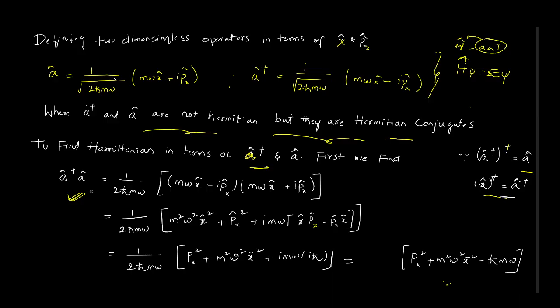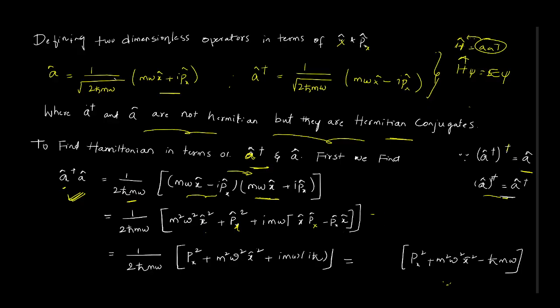To find a dagger a, we multiply these two terms. We get 1 by 2 h cross m omega into m omega x cap minus i px cap, because a dagger is the first term, so that's why we got minus i px cap here, and a is the second term, so we get m omega x cap plus i px cap from there. If you multiply these bracket terms, you will get 1 by 2 h cross m omega into m square omega square x square plus px cap square plus i m omega (x cap px minus px x cap).